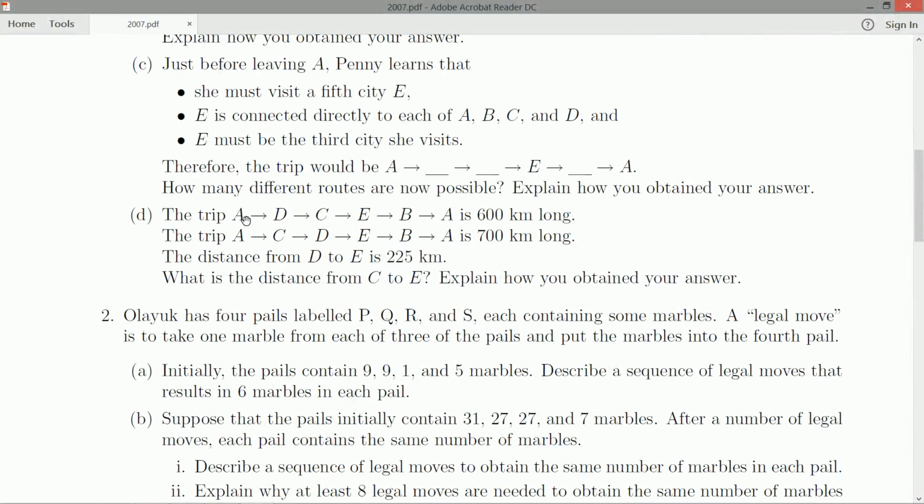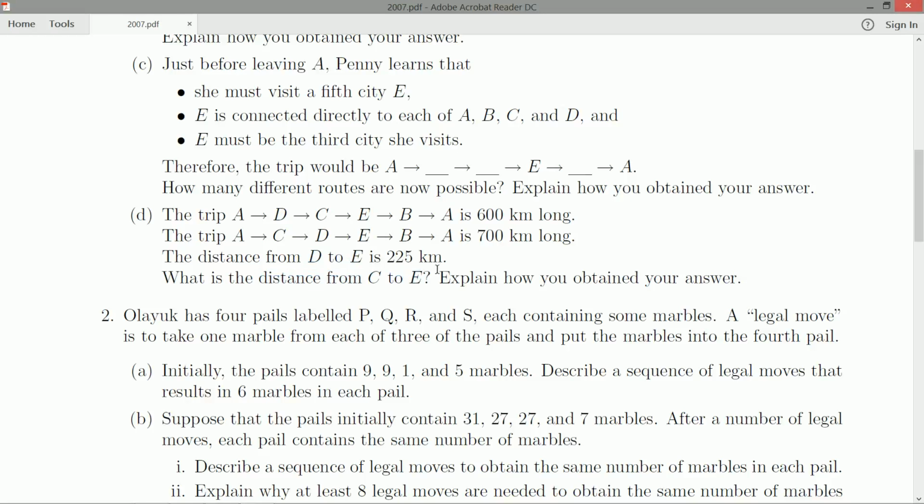The trip A, D, C, E, B, A. So if you just went from C to D and didn't do C, you just read D, you would know at least the answer for C is more than 2. Anyways, the trip A, D, C, E, B, A is 600 kilometers long. The trip A, C, D, E, B, A is 700 kilometers long. The distance from D to E is 225 kilometers long. What is the distance from C to E?